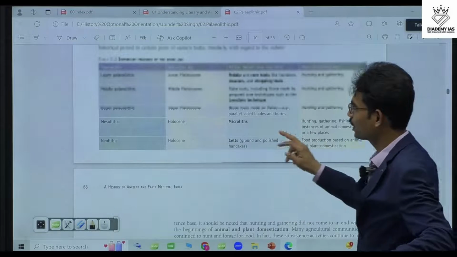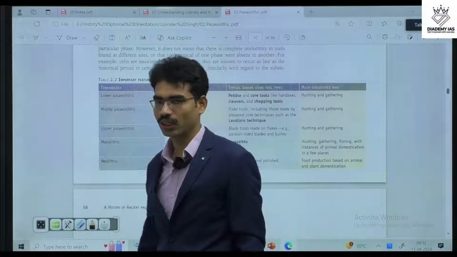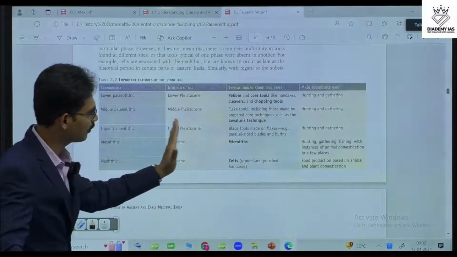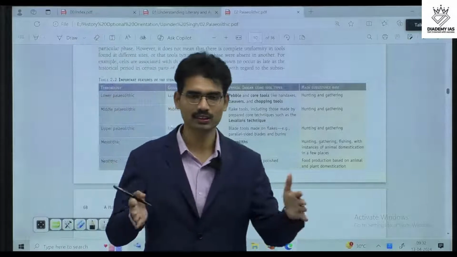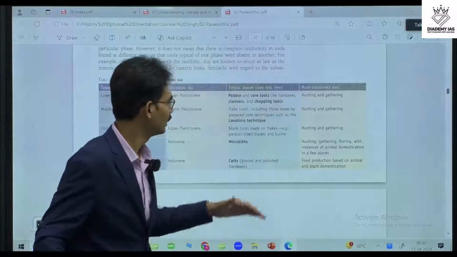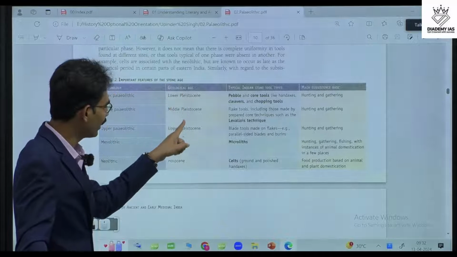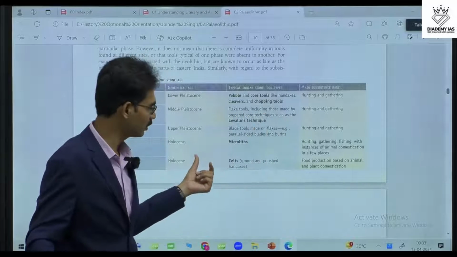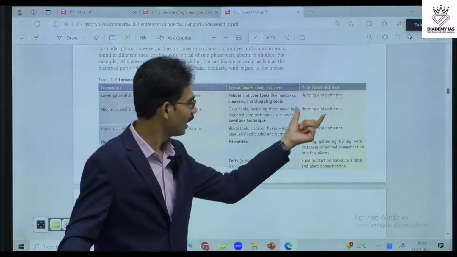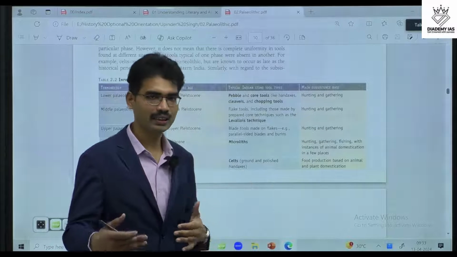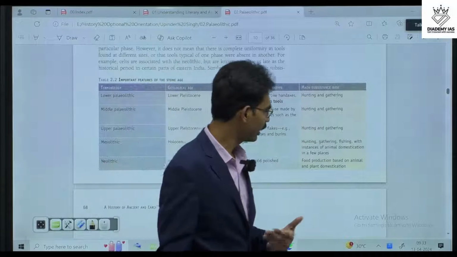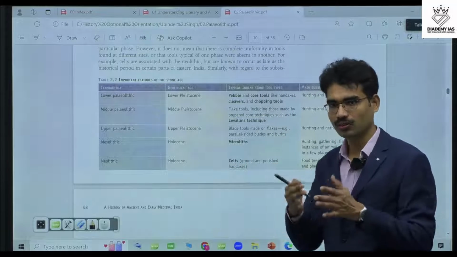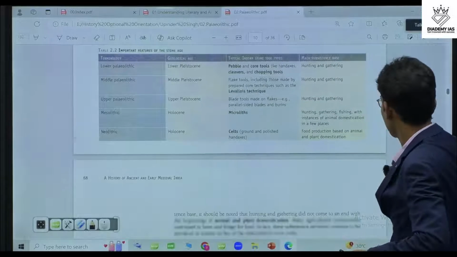Here you can see the Stone Age. Broadly, the Stone Age is divided into Paleolithic, Mesolithic and Neolithic. This table clearly shows how the three phases are distinguished: age-wise, what kind of tools they used in Paleolithic, Mesolithic, Neolithic, and what the main subsistence base was. Hunting, gathering, then fishing, then food production, agriculture. This table clearly shows how human evolution is happening through the various phases.